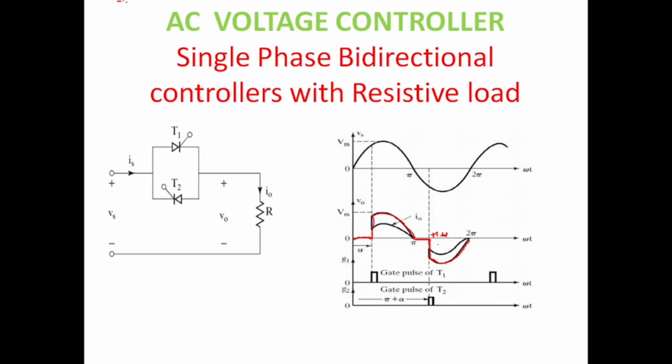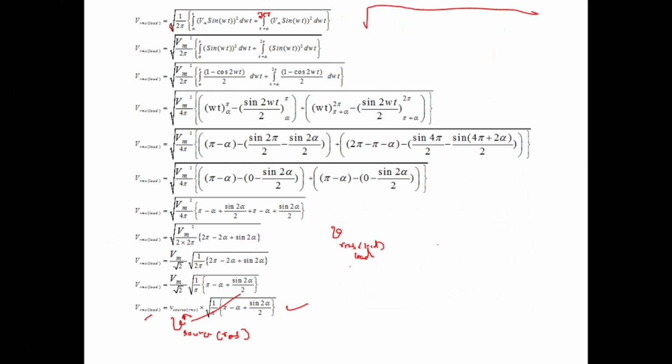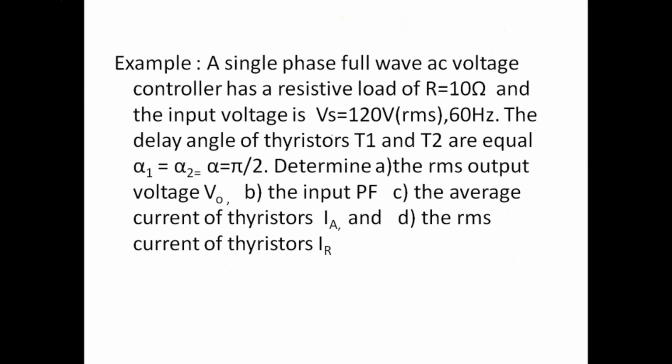So theory, I think we understood. This AC voltage controller is extensively used. Maybe if it is an R load or an RL load, circuit operation will change a little bit, but this bidirectional AC voltage controller is extensively used. Then you take one problem.